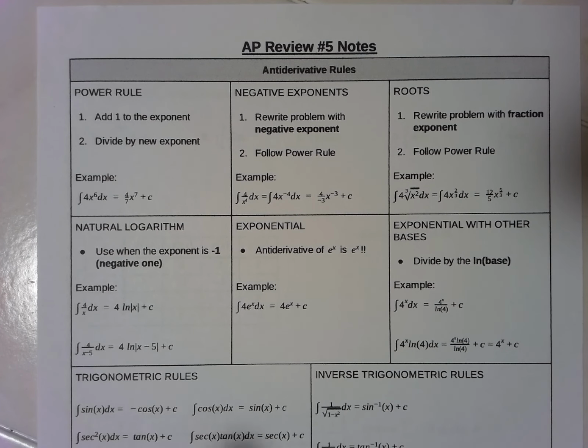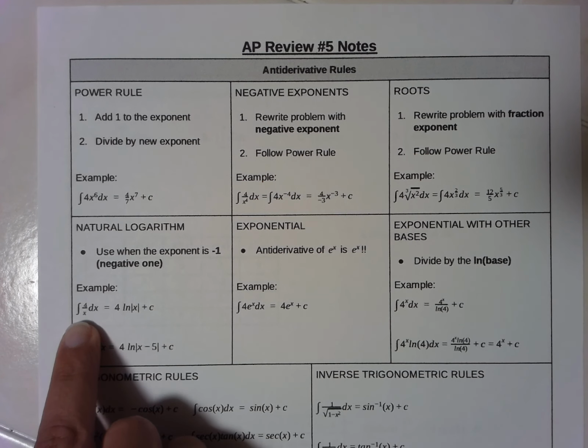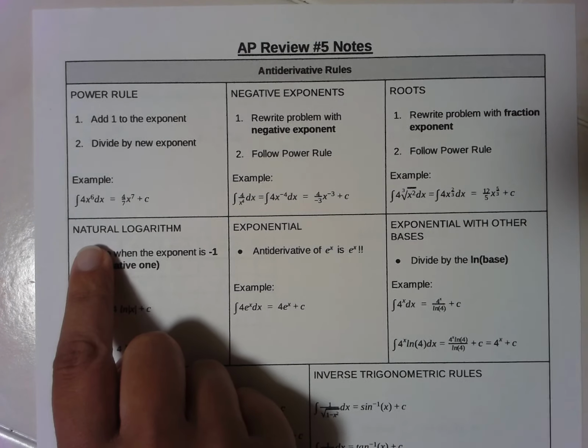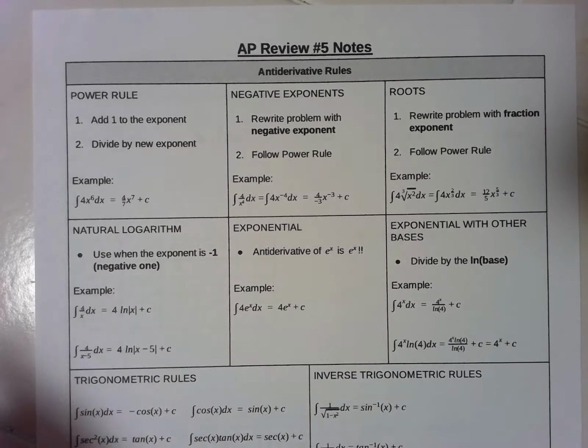which is the idea that whenever your exponent is -1, you're using a natural log, and that goes whether it's just an x or an x minus 5, the power is still a -1 because it's in the denominator. And so I think it's really important to differentiate between when we use a natural logarithm versus when we're allowed to apply the power rule. So that is one thing that I would highly recommend that you go back and review before taking the AP test.